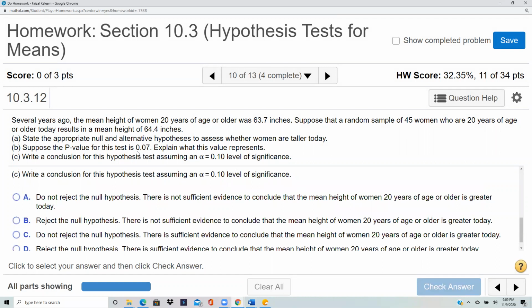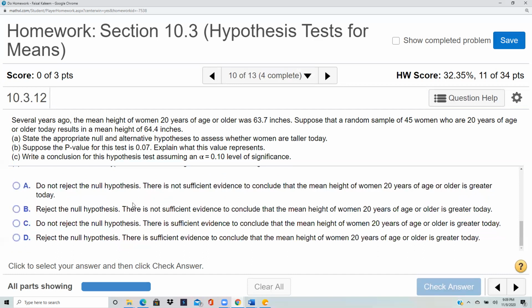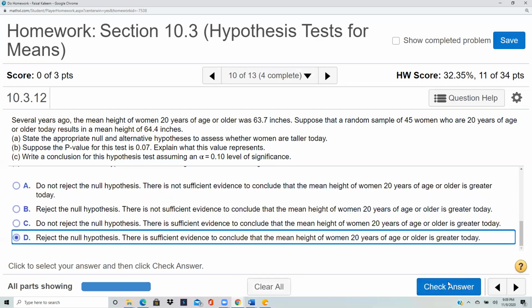And since P was 0.07 and alpha is 0.1, 0.07 is less than 0.1, P is less than alpha, so we reject the null, and when we reject the null, then there is evidence.